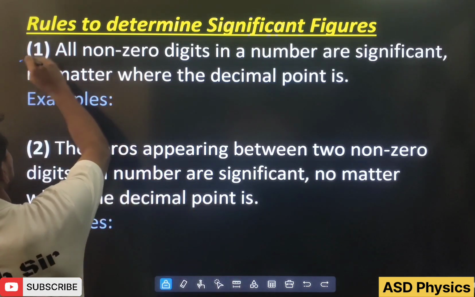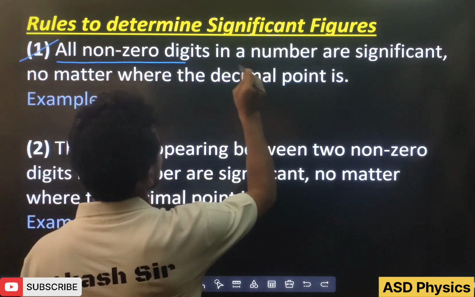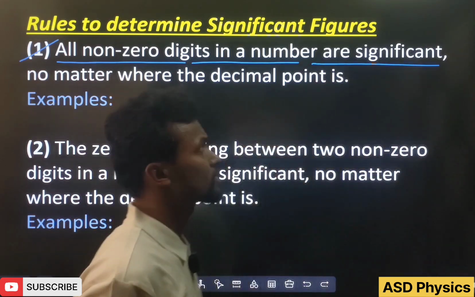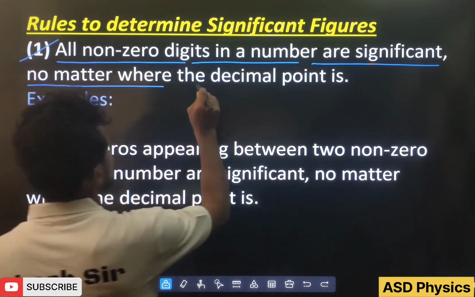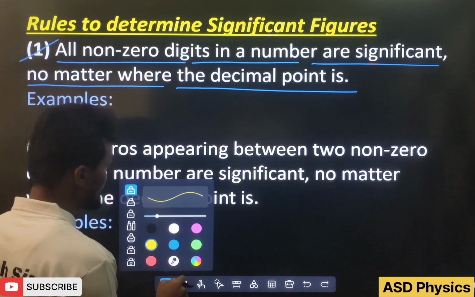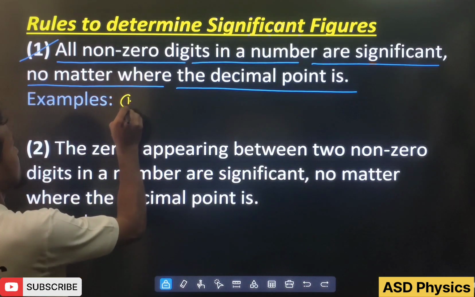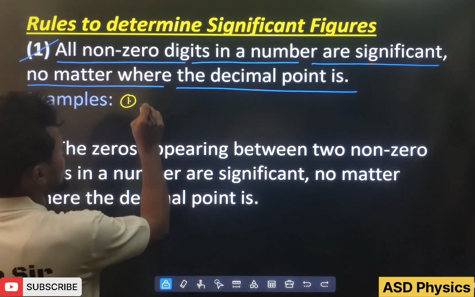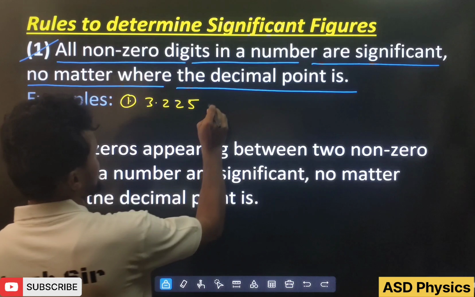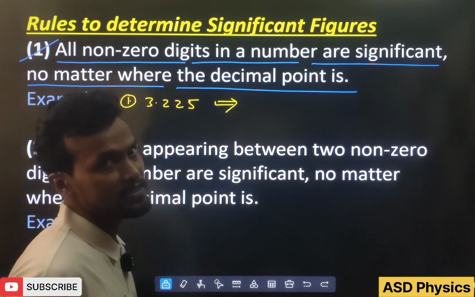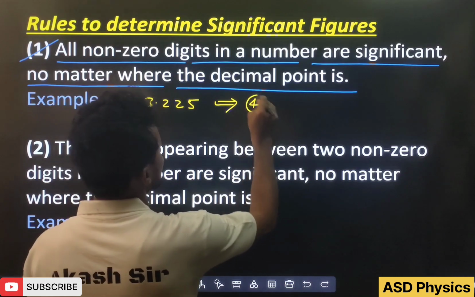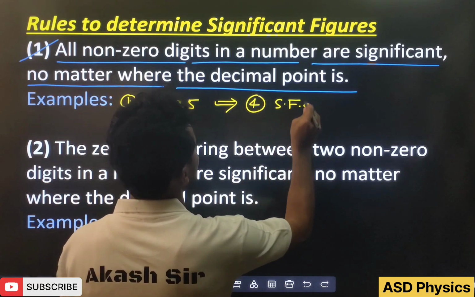First one, all non-zero digits in a number are significant, no matter where the decimal point is. If I talk about the first example, let's take 3.225, all non-zero. So how many significant figures are there? We can see very well 1, 2, 3, 4. That means students here there are 4 significant figures.